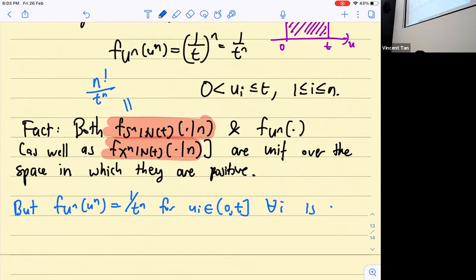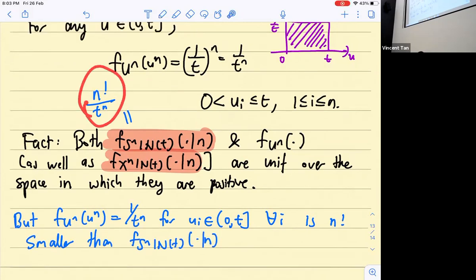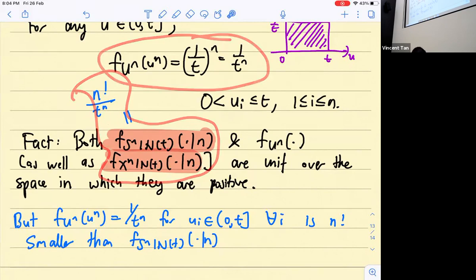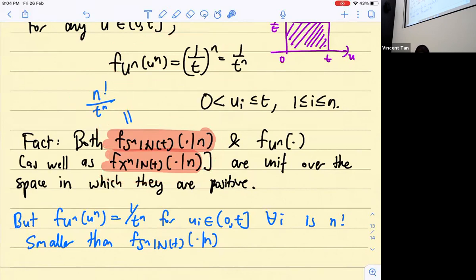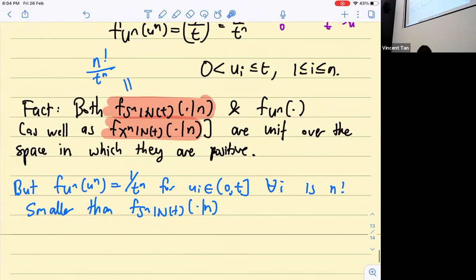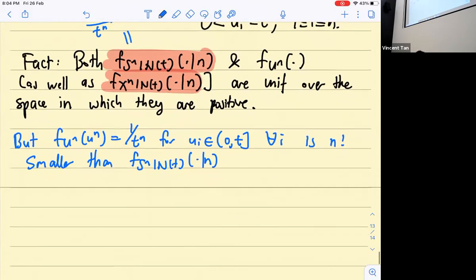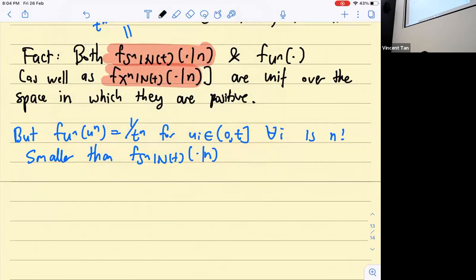Is n factorial smaller than f of S_n given N(t) equals n? Of course, I've already said this. Look at these two: this is n factorial bigger than this. So I'm just being tautological here, repeating myself, because we had already proved this, and now we are writing this down based on the distribution of the U_i's. Okay, so I've already said this.